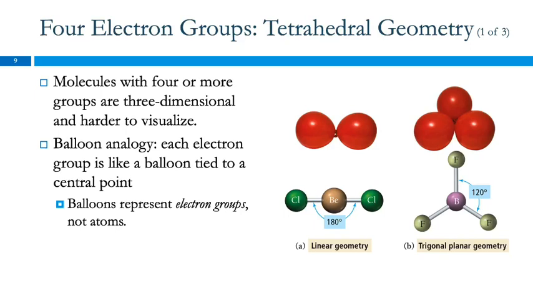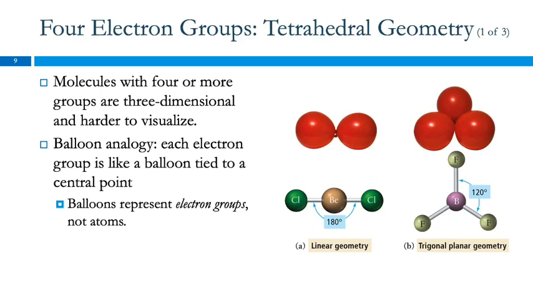Well, what about 4 electron groups? This is where things become a little harder to visualize because now we're 3-dimensional and not 2-dimensional. So this is where balloons can be very helpful. Here we're looking at 2 balloons, and if you tie them together, they will naturally move away from each other. If you put a 3rd balloon in there, it'll squeeze those 2 closer together and make this trigonal planar geometry.